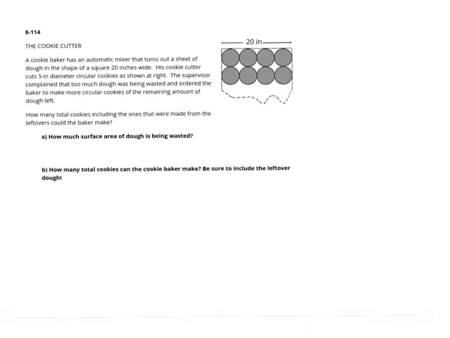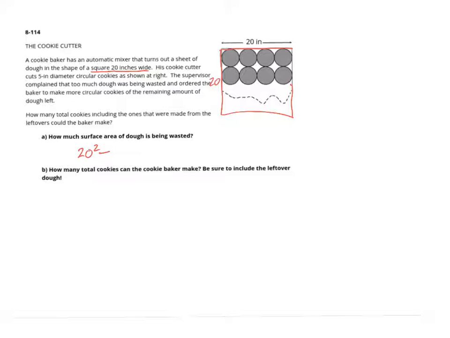All right, in this problem, to make it easy, you have to recognize that this is a square pan that we're baking with. So if it's 20 inches this direction, it's also 20 inches this direction. So the area of the pan itself is going to be 20 by 20, or 20 squared.